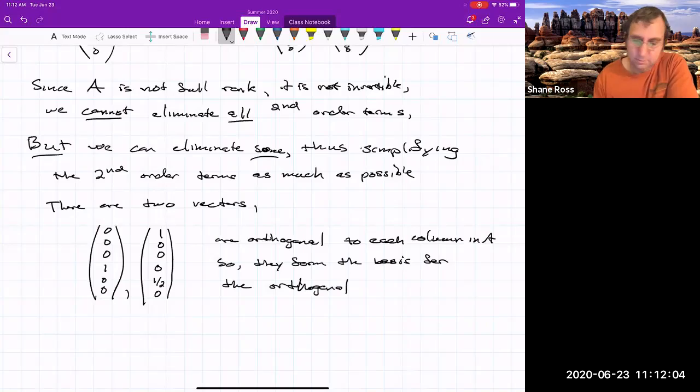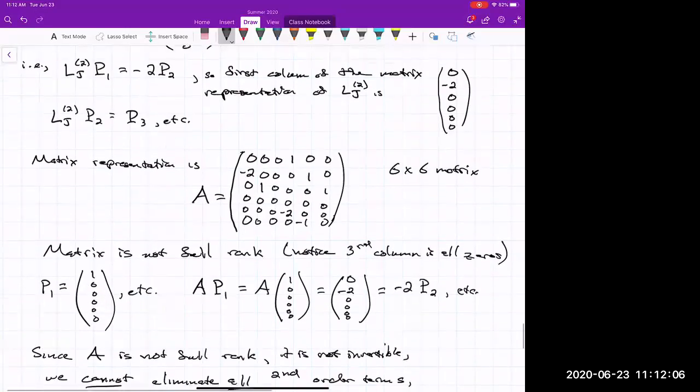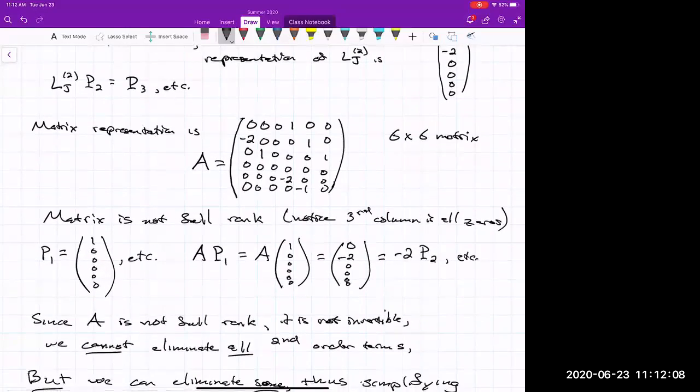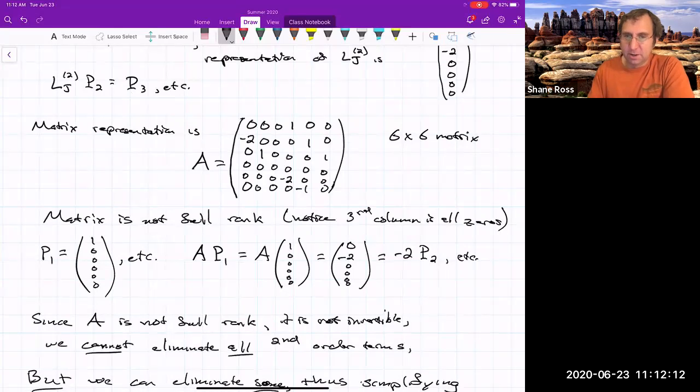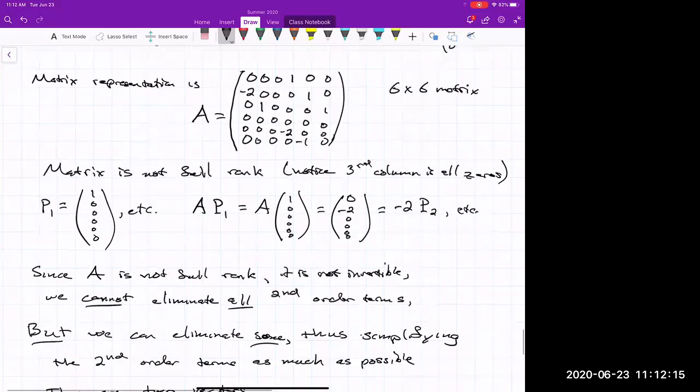Does that include the 0 column? No. Wait, what do you mean? You said that the two vectors are orthogonal to each column in A, but there's a 0 column. Yeah, so if you took the dot product, you get 0. Oh, I see. Makes sense.